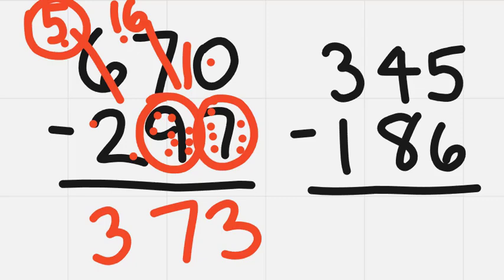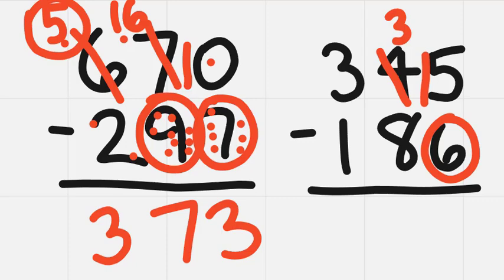In the next problem, we have 5 minus 6. I'll circle the 6, which is on the bottom, which means I have to borrow. 5 becomes 15. The 4 becomes a 3. I will subtract 15 minus 6 before I move on. 15, 14, 13, 12, 11, 10, 9.